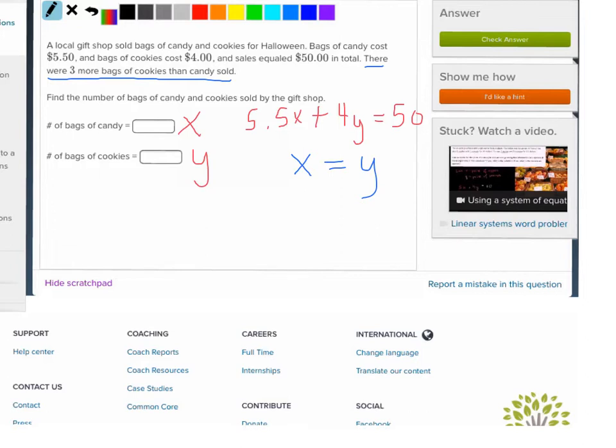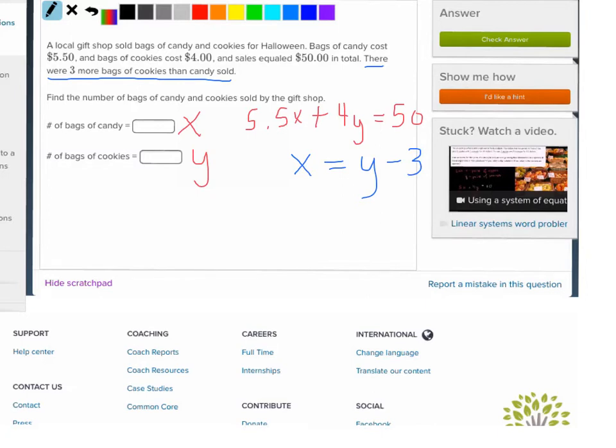Does that make sense? So which would you rather do? Would you like to, since the cookies have 3 more, would you like to subtract 3 from the cookies or add 3 to the candy? Subtract 3 from the cookies. Now which variable represents, now wait, did you say subtract 3 from the cookies? Which variable represents cookies? Y. So what we'll have to do is subtract 3 from y. Or, if I wanted, I could have added 3 to x, couldn't I? You understand that's the same thing?